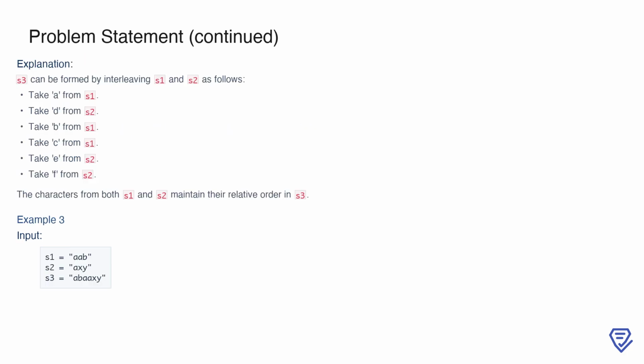In the third example, let's consider S1 as ob, S2 as axi, and S3 as abaxi. Here, the output is false. While S3 does contain all the characters from S1 and S2, their relative order is not preserved. For instance, the second A in S1 comes after the X from S2 and S3. This violates the requirement that the characters from S1 and S2 must appear in S3 in the same relative order as they do in their original strings. Thus, S3 is not a valid interleaving of S1 and S2.